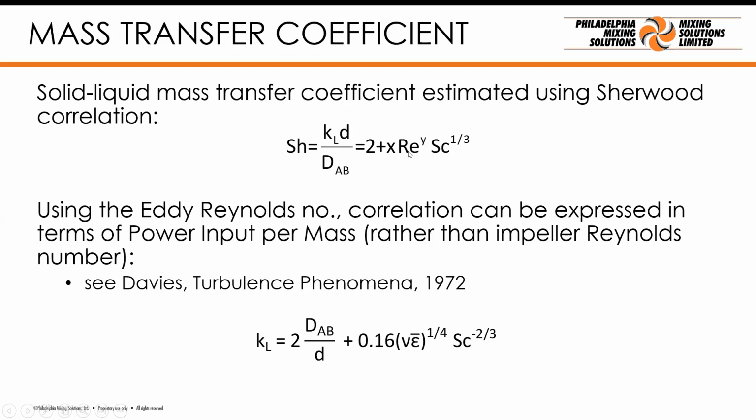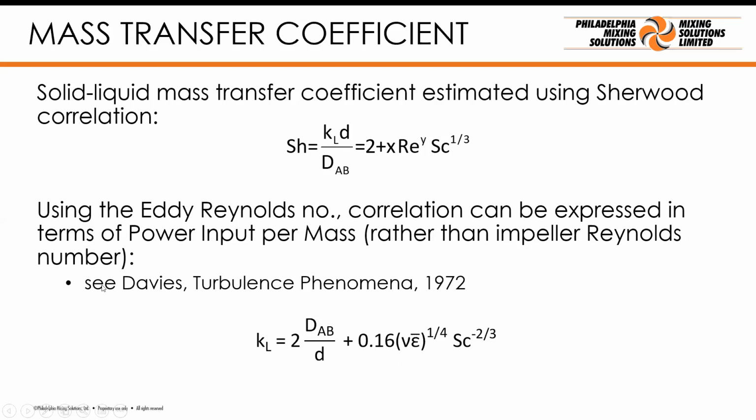So what we're going to do, traditionally people use the impeller Reynolds number. But where is the process occurring? It's occurring at the particle. So what we are going to do is use the eddy Reynolds number, which is the Reynolds number of the flow at the scale of the particle, which is based on the power input per unit mass.